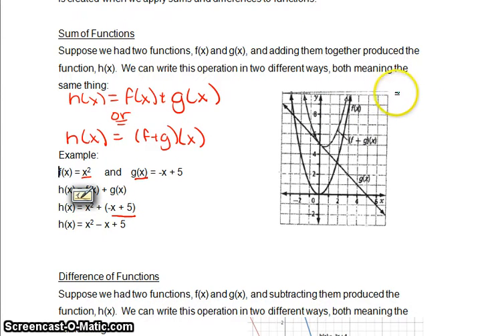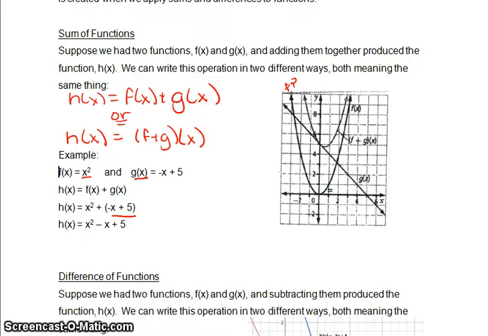If I can pull your attention over to this graph here, this big parabola is our f of x, that's x squared. Our straight line here is g of x, that's negative x plus 5. And this little tiny parabola just touching our line is h of x, our resulting graph, x squared minus x plus 5. You can put this into your graphing calculators and check it out, and you should get the exact same graph.